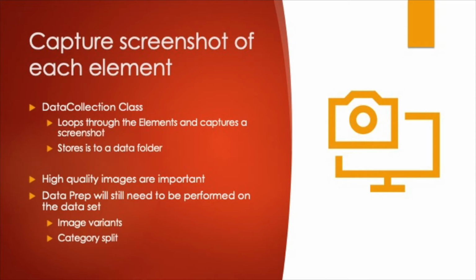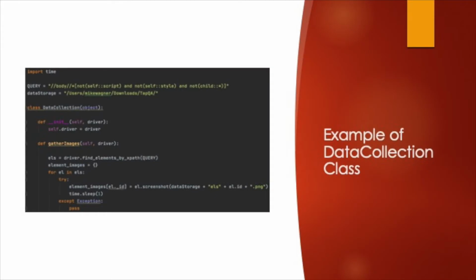Some caveats of this process is that you want to make sure that the quality of the images that you are screenshotting are very high, as the quality of the image will be important when consumed inside the CNN. Additionally, data prep will still need to be performed on the dataset. This can include image variants and splitting the data into categories. Now I want to walk through an example in code and then follow that with a demo.